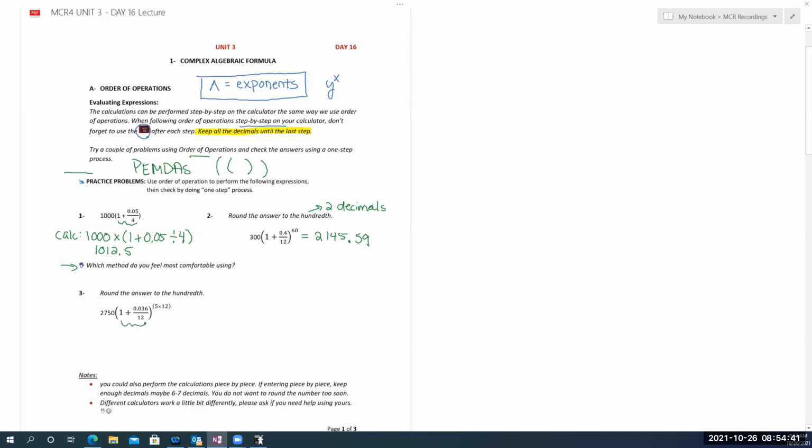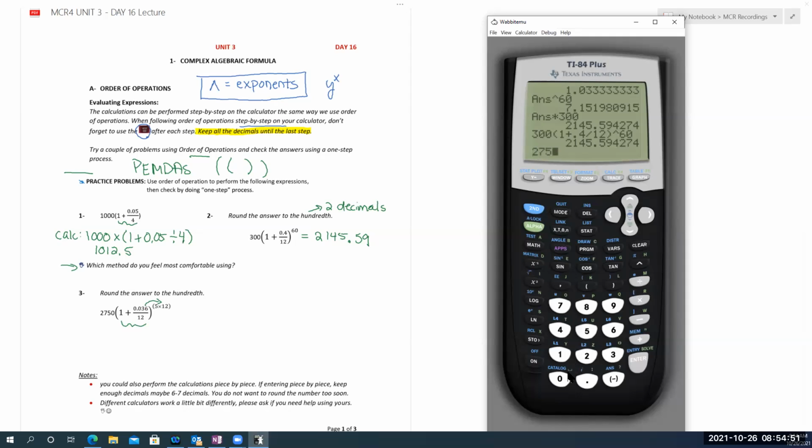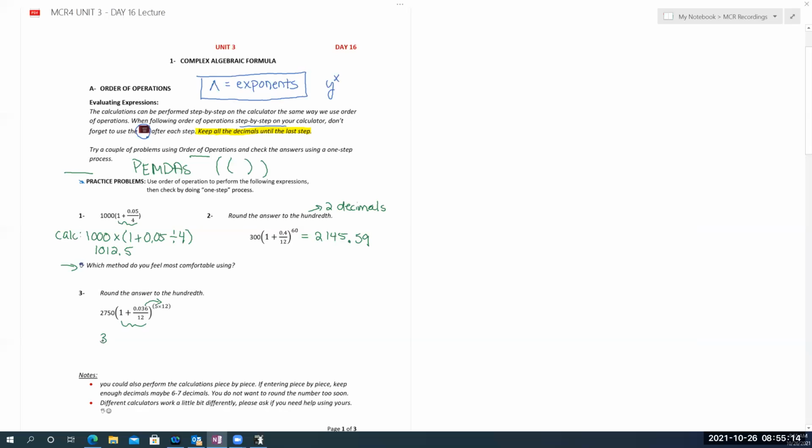This one, you could do it all at once or go inside parentheses, then raise it to the 5 times 12, then do the 2750. So all at once, it would be 2750 times 1 plus 0.036 divided by 12. And then it would be raised. Now this part you have to put in parentheses as well, 5 times 12. And that gives me my answer. Or do the step-by-step method. It is completely up to you.